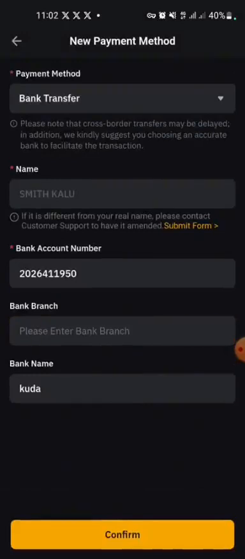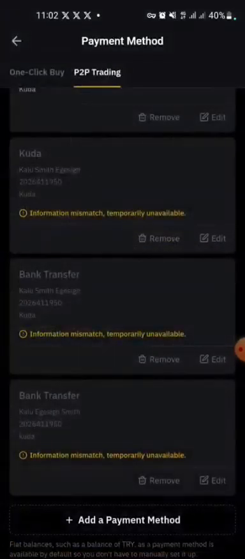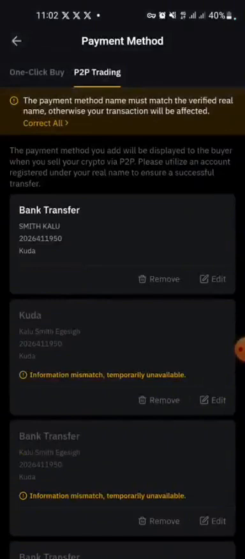So remember, bank transfer, your name is already there, right? Then the bank account number, make sure you input it correctly. You can leave the bank branch open. Then the bank name, include your bank name so that it will be easier to locate the bank. You know, the bank they will be sending the money through.